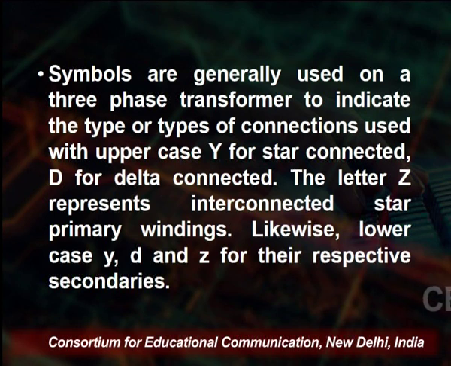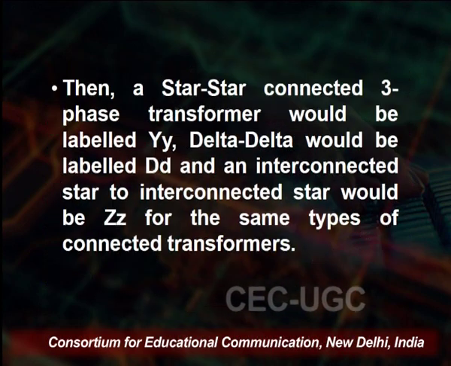Symbols are generally used on the 3-phase transformer to indicate the type of connection used, with the upper case Y for the star connection and D for the delta. D for the delta, Y for the star. The letter Z represents the interconnected star primary winding. In the lower case, we have y, d, z for the respective secondary windings.